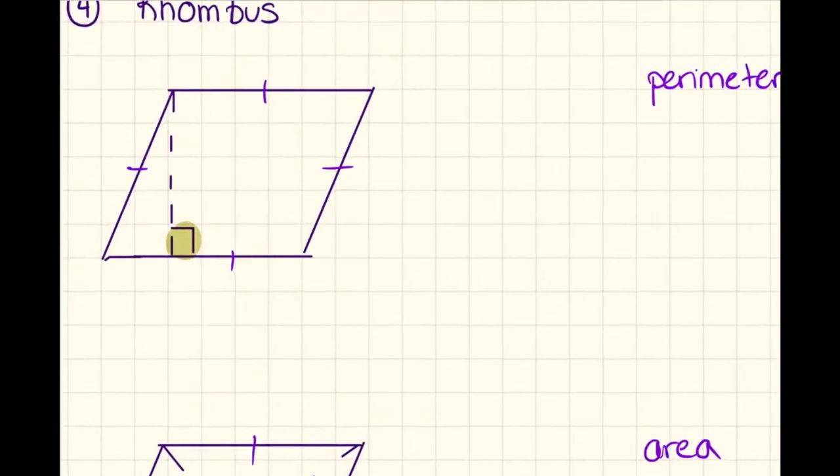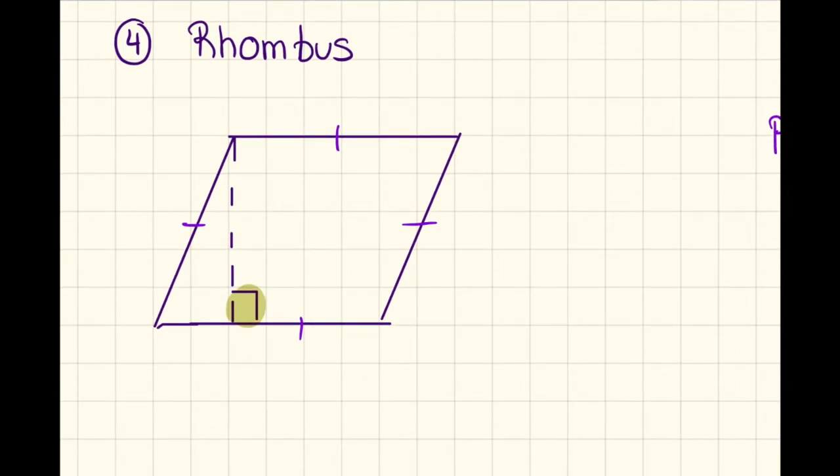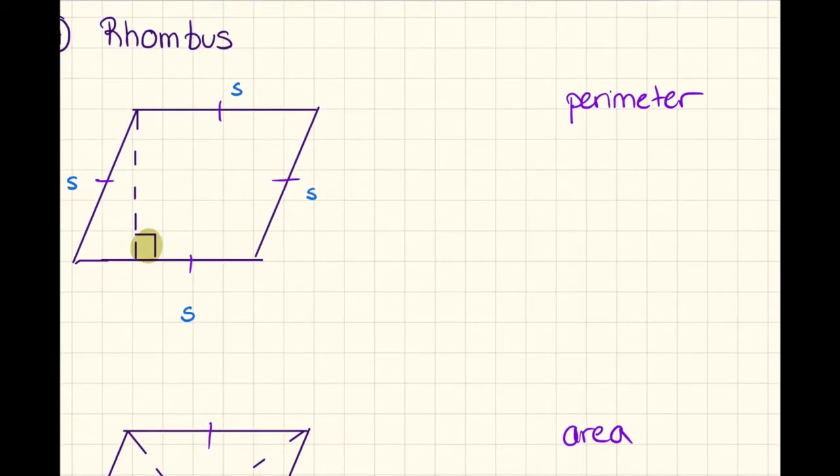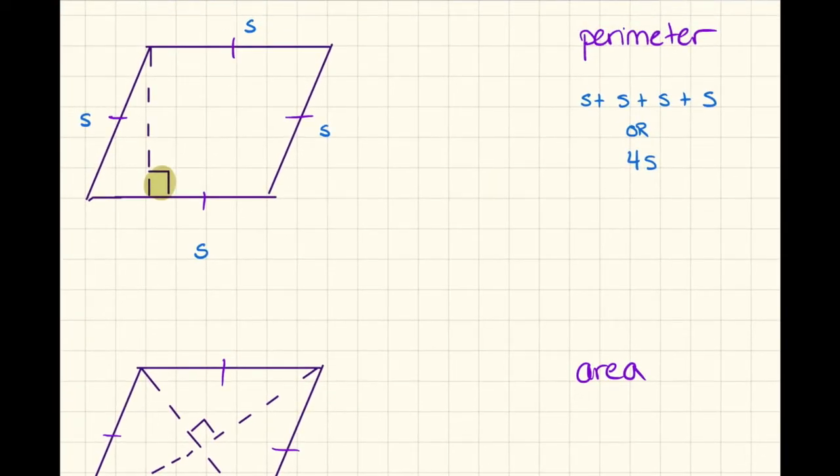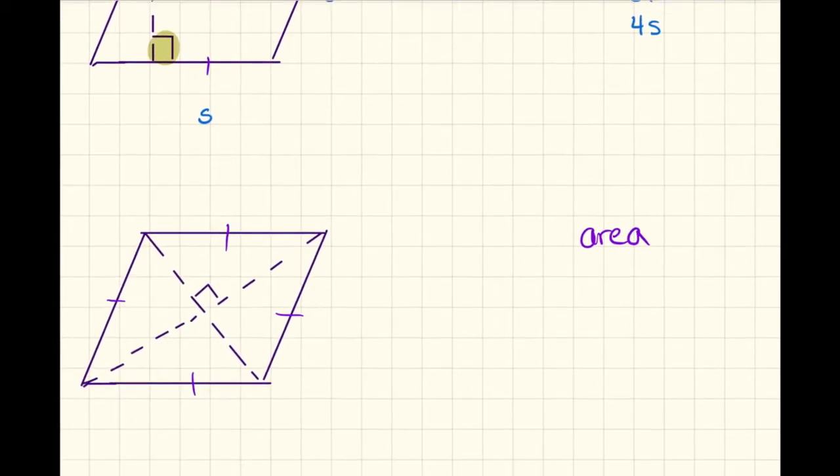When we're dealing with the rhombus, however, we are still going to use the letter S, because just like a square, all the sides are the same. So when we're talking about perimeter, we can just do S plus S plus S plus S, or 4S. And remember, we're not including the height. Yes, we're including all of the side lengths around.